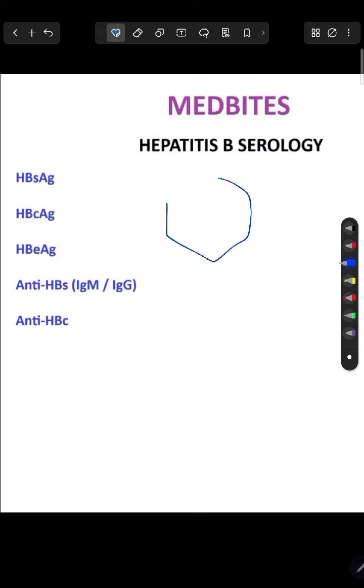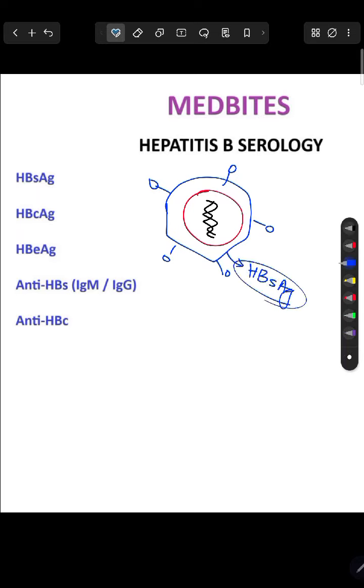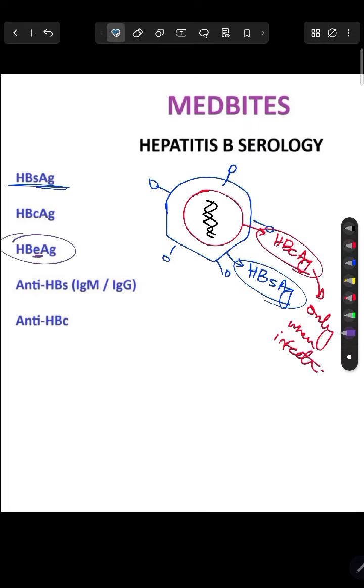So if we have the virus, this is the outer surface, and we have the core inside and the DNA here. The surface would be hepatitis B surface antigen. That's what this means. The core would be hepatitis core antigen. This only shows up when hepatocytes get infected. Only when infection occurs. And then when the virus is replicating, that's when the envelope antigens show up. So that's what these three things mean.